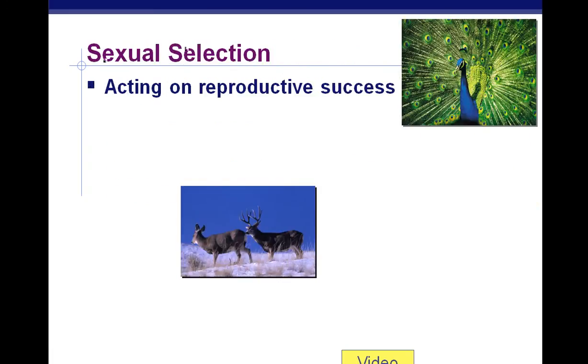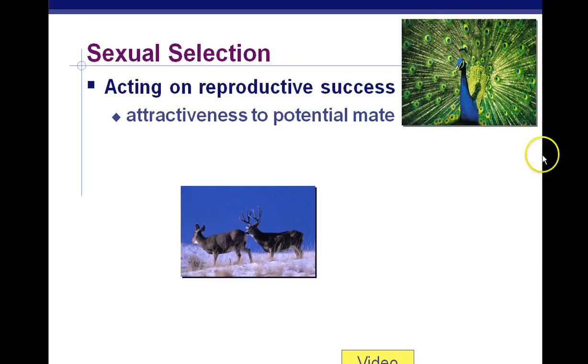Then we have sexual selection, acting on reproductive success. So these are not survival traits. These are only things that get you more mates. For example, the peacock feathers on males are selected for because they attract more females, and the females only mate with the males with the biggest and brightest feather displays.